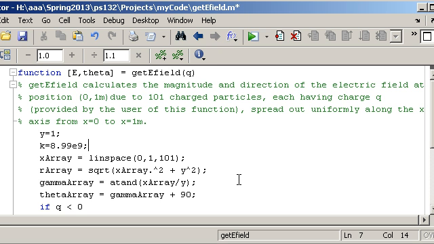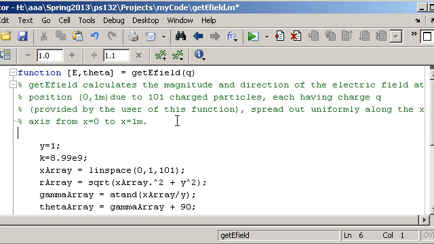Okay, so I've typed in what E-field does: it calculates the magnitude and direction of the electric field at position 0,1 meter due to 101 charged particles, each having charge Q, provided by the user of this function, spread out uniformly along the x-axis from x equals 0 to x equals 1 meter.